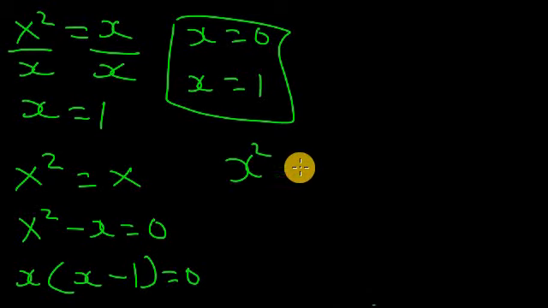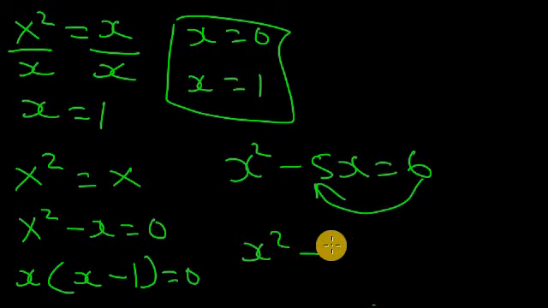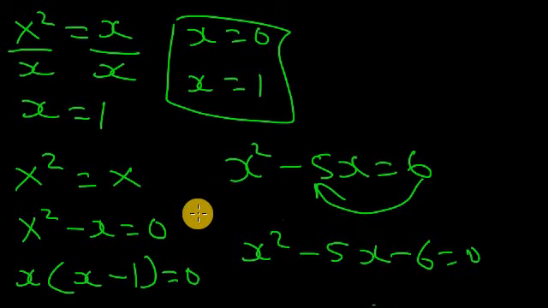What if you have x squared minus 5x equals 6? What would you do in this case? The best thing is to bring the 6 to this side and turn it into a quadratic expression and solve it quadratically. And that is it for this video, guys.